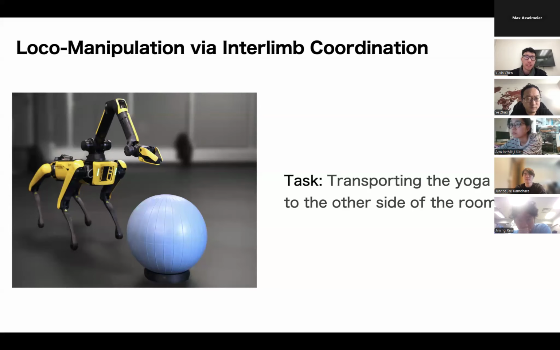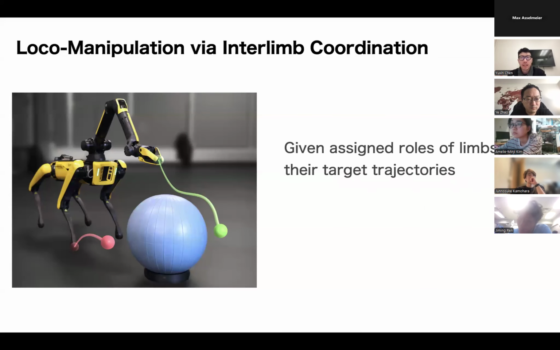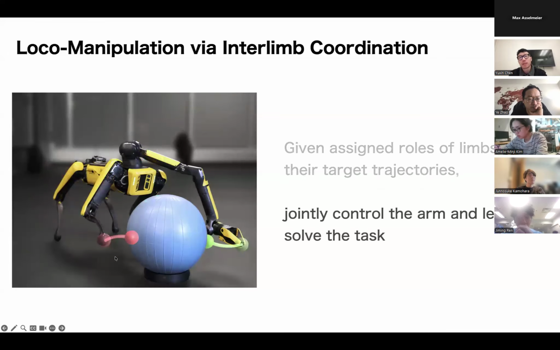So we define a task like this. For example, we try to transport a yoga ball from one end to the other side of the room. Given assigned roles of limbs and their target trajectories, here we specify two actuators. One is the arm, which is labeled green, and one is the leg, which is labeled red. In that case, we try to jointly control both the arm and leg to solve this task. Say we use both arm and leg to lift up this yoga ball and then move the yoga ball to the other side of the room.